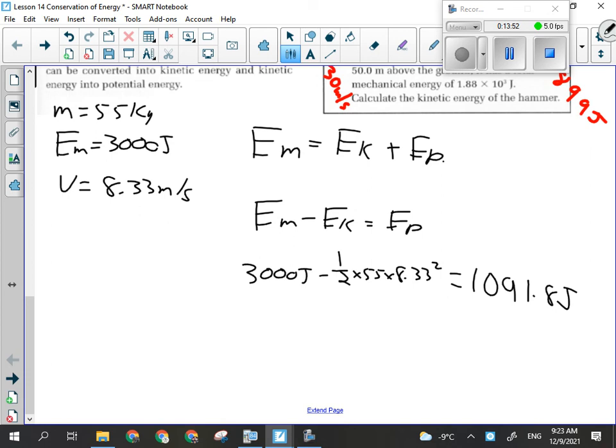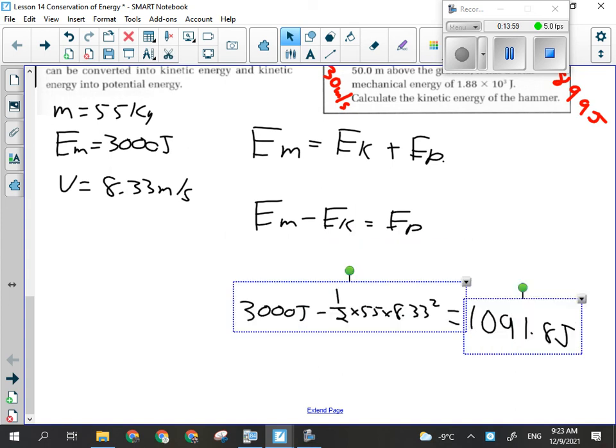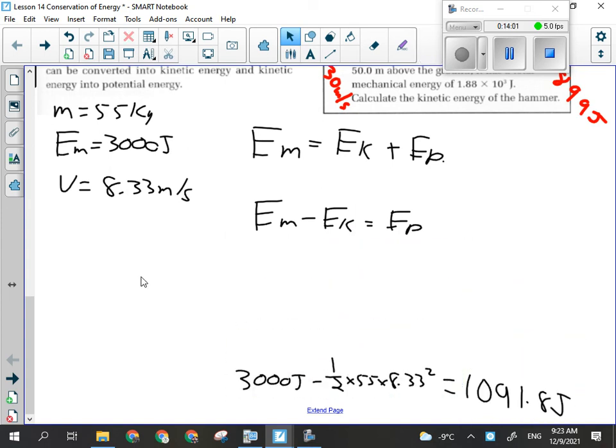Okay, which, if it were me, I would have probably skipped this step. I would have just done something like this. I would have said mechanical energy, which is a number I already knew, minus EK, which is a number I could calculate, equals M times G times H final. Actually, it doesn't even have to be final, just M times G times H.